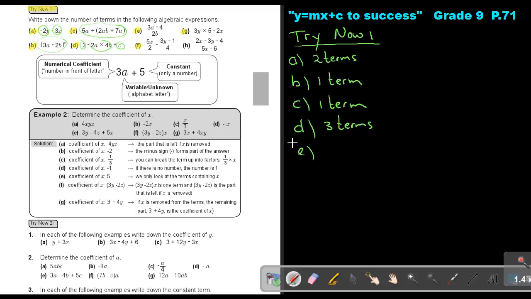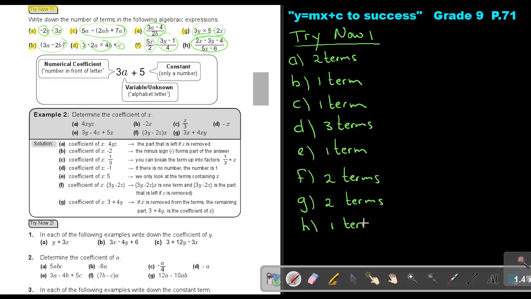Number E, that long division makes it only 1 term. Number F, that will be 1, 2, so that will be 2 terms. Number G, remember, that makes it 1 and this, so there are 2 terms. And number H, remember that long division, it makes it only 1 term. Okay, now let's just look at this.